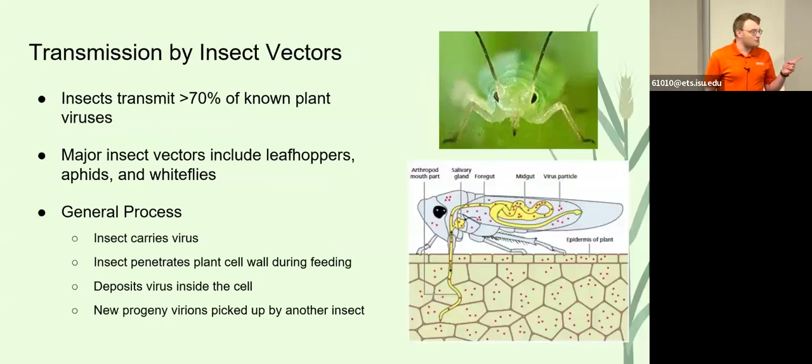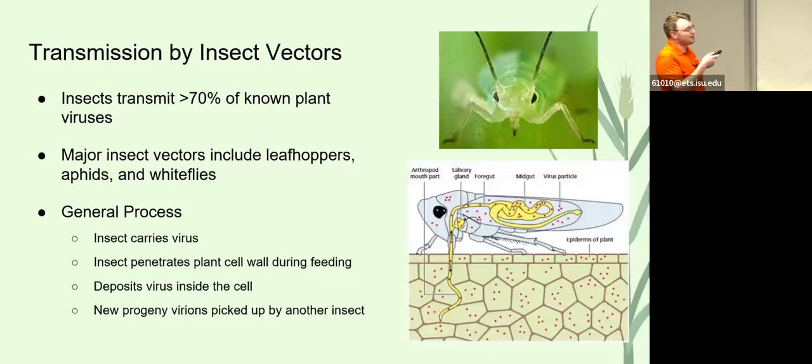70% or more of known plant viruses are transmitted by insects. Of course, major insect vectors include leafhoppers, aphids, and whiteflies. Whiteflies in particular are a problem over in California. But these guys are particular problems. I mean, several of them can fly, and aphids can fly also, sort of, which most people don't know about, but they can blow in the wind. You got a flying aphid, it's Superman.